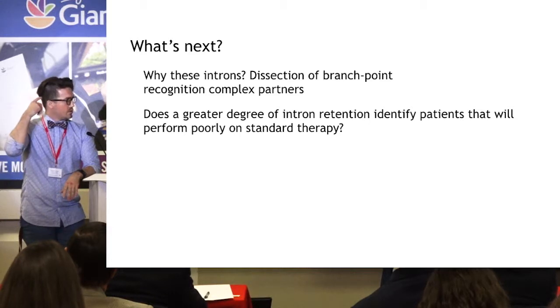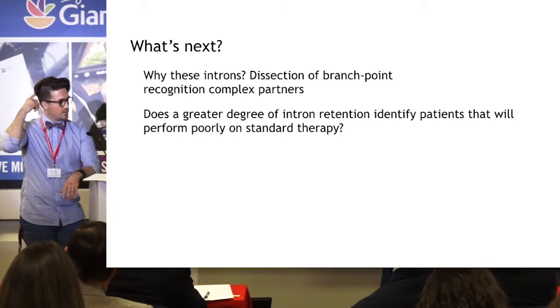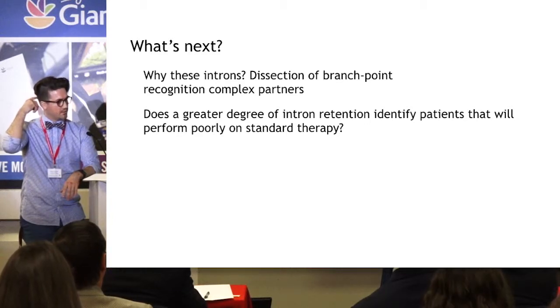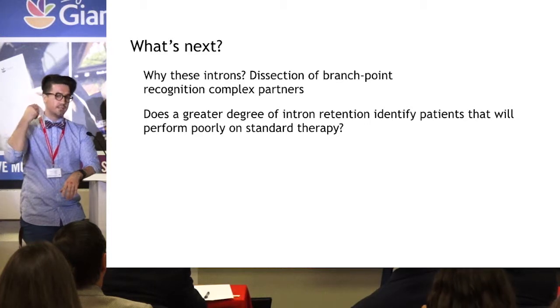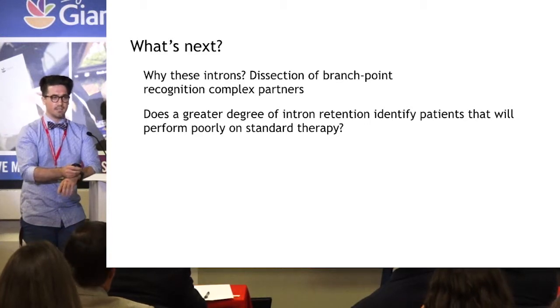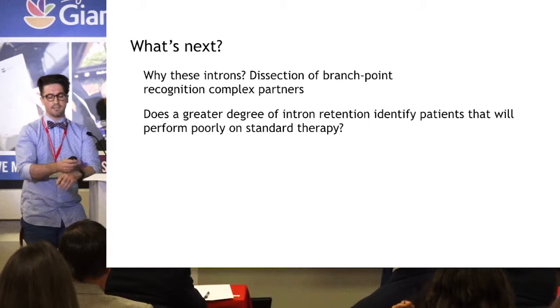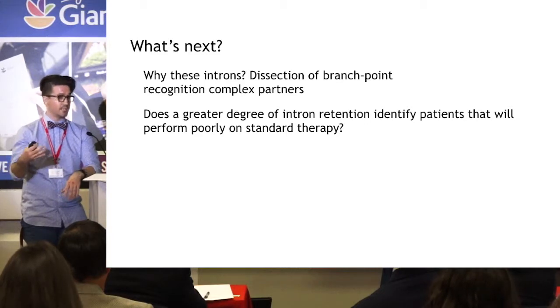We are not sure yet whether or not the degree of intron retention found in these patients is indicative of their response to therapy, but it would be an interesting prognostic marker because it's relatively easy to test. I mean, you can design some primers, induce PCR, and essentially tell the degree of intron retention at specific sites that we identify.